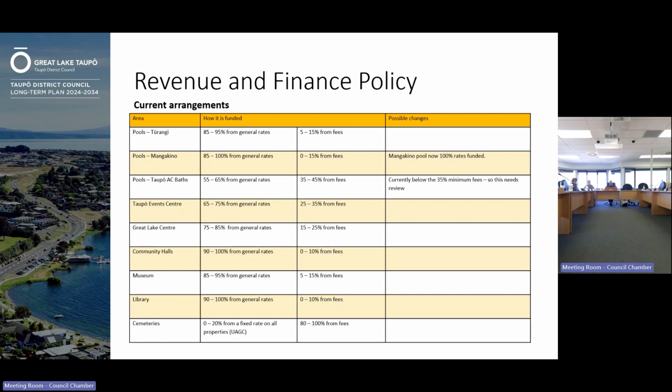Mangakino-Pouakani is currently 100% rates funded. It's obviously only open during the summer. There are some practicalities around collecting entry fees there. They found that when they had quite low fees, not a lot of people went to the pool, but the lake is quite nearby in summer. So they took the fees away, and now it's a much loved community asset. Attendance quadrupled when they removed the fee, but it does mean that it's 100% rate funded.